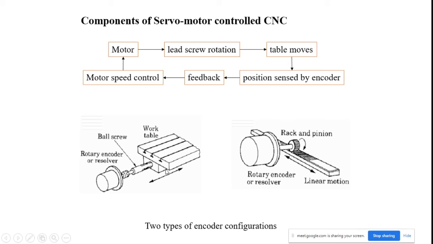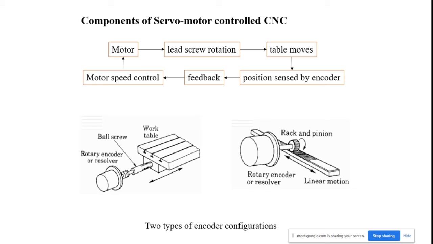The position sensor is also called an encoder, so the collected encoder data serves as feedback for table movement, which can be given as an input to the motor speed control unit. Based on this, the motor can be actuated again for exact positioning of the machining system. So we can utilize the servo controller system for CNC machinery likewise.